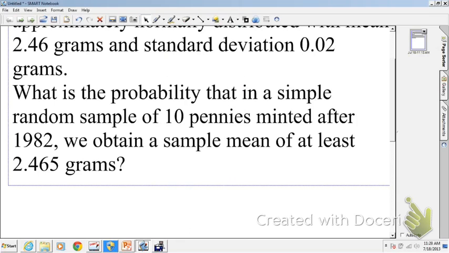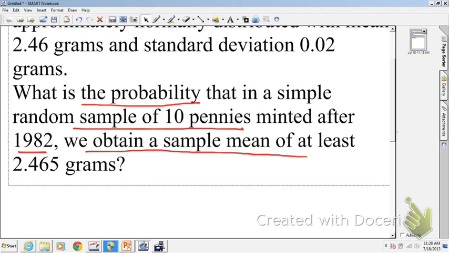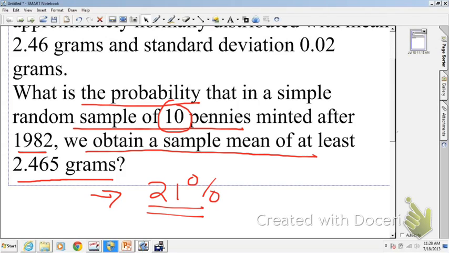So let me go back to this problem then. Again, what's the probability that in a simple random sample of 10 pennies, minted after 1982, we obtain a sample mean of at least 2.465 grams? Notice there was a 21% chance of that happening. Now, big note to self, notice the sample size was small. You have a fairly high chance of that happening. What if the sample size was larger? That's a good question. So what if you had, say, 50 pennies?